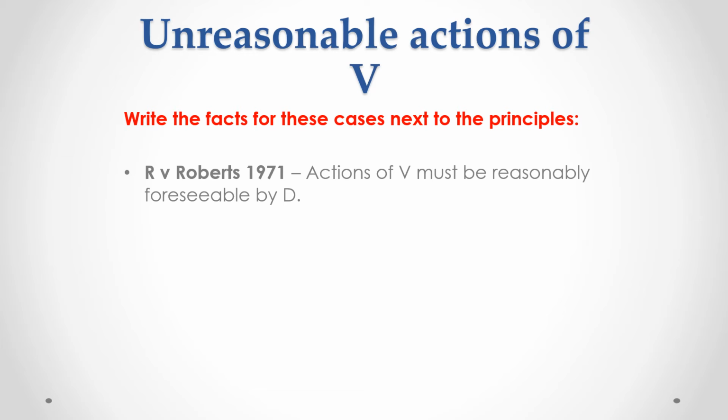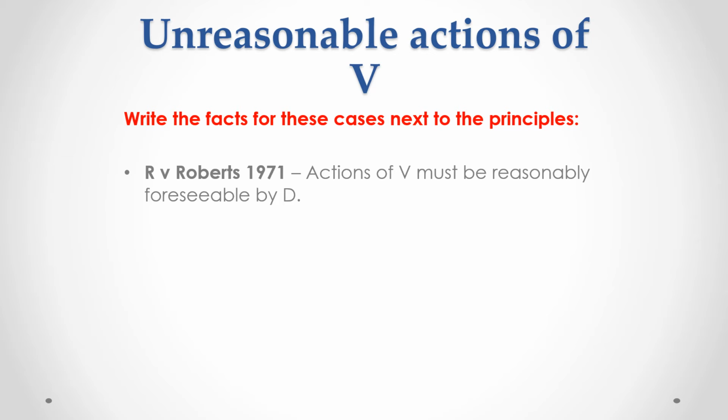Now, when Roberts was charged with causing actual bodily harm, he argued he wasn't the cause of those injuries. So he said that her actions broke the chain of causation. She acted unreasonably by jumping out of the car. So I wonder what you think about this. What would a court say?